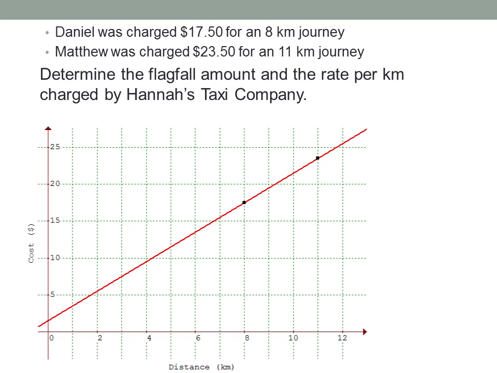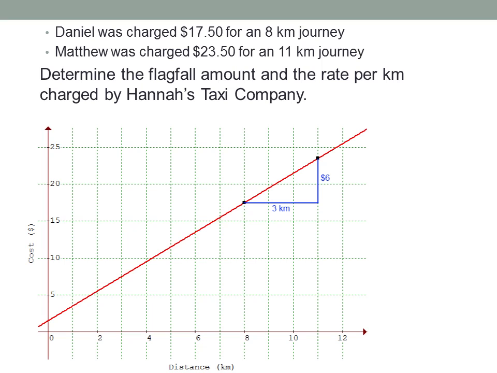Now, we want to find the flagfall amount and the rate per kilometre. The rate is going to be the gradient of our line, and the flagfall, the initial amount, is going to be the y-intercept. So how will we work out the gradient? I want to be as accurate as I can, and there are actually 2 points on this line that I know exactly where they are. So let's use those 2 points to calculate the gradient.